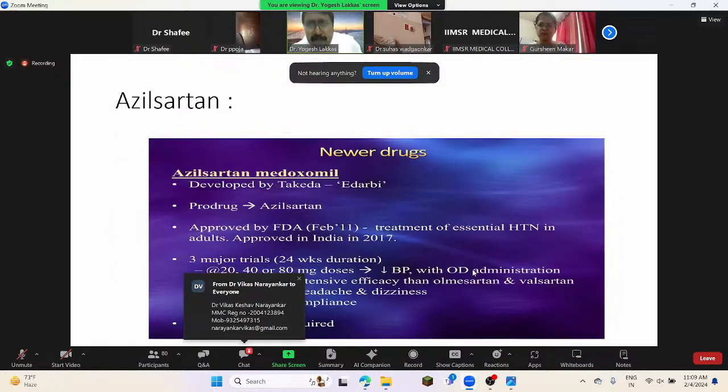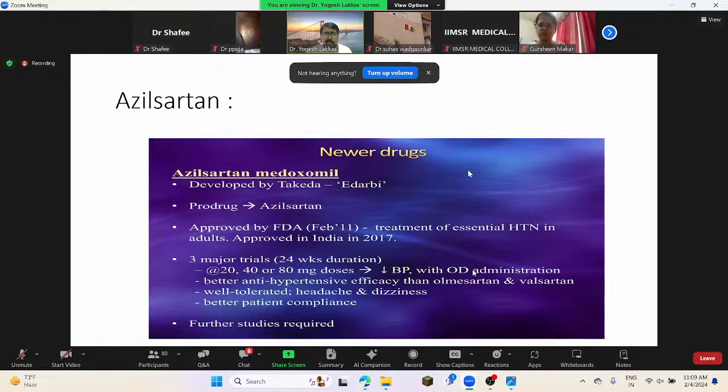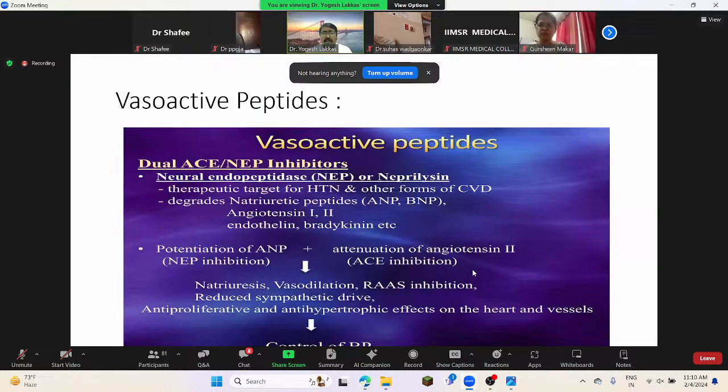A newer molecule that has come into the picture among the ARBs is azilsartan, developed by Takeda, a well-known pharmaceutical giant. As a product, it is available in various doses, and again it has a very good safety profile. It decreases the BP and has a very good safety profile as compared to other ARBs, but telmisartan is a well-tested drug, so we can carry on with telmisartan itself.